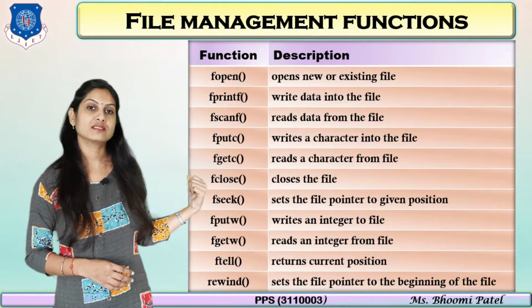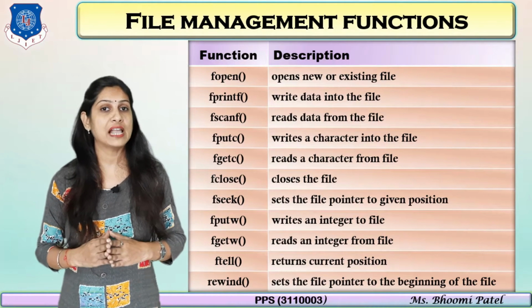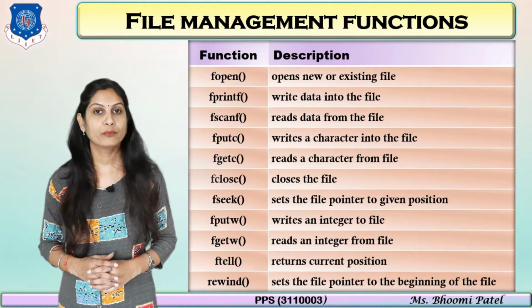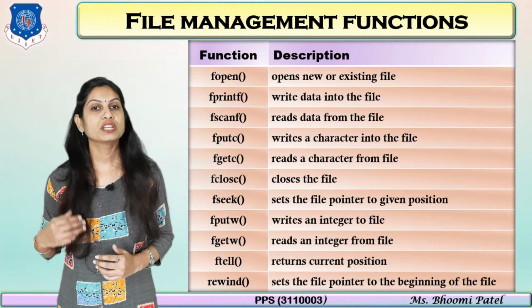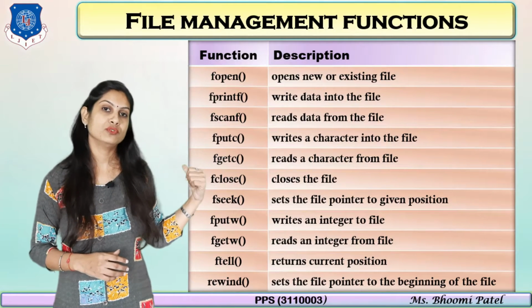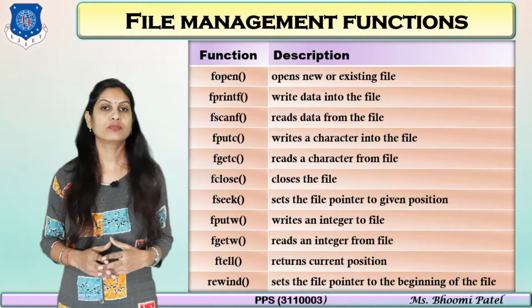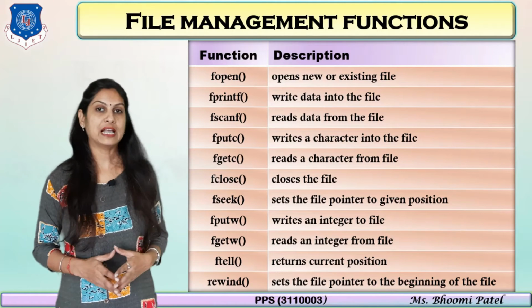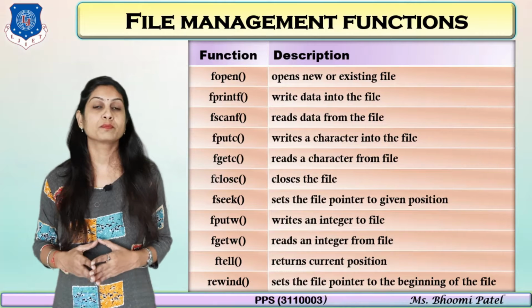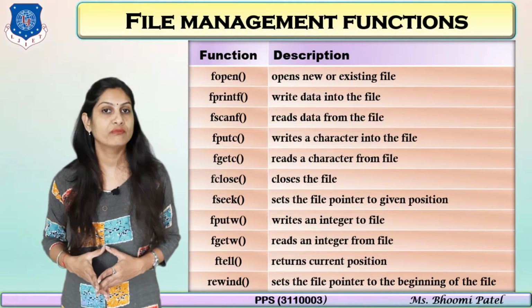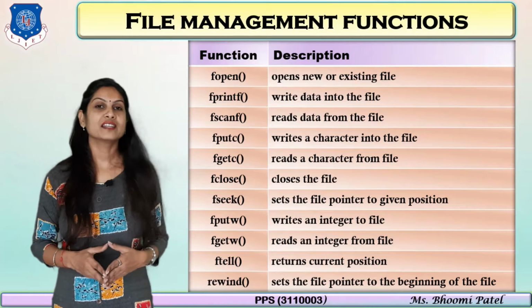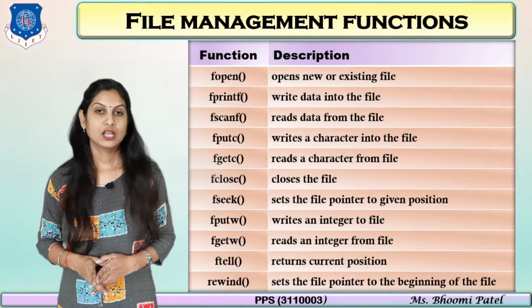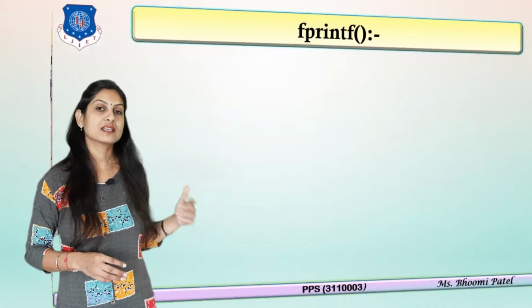Then the fseek function is used to set the file pointer at a particular position. Next is fputw, meaning if you want to put an integer value in your files then you have to use this function, and the fgetw function is to read integer data from your files. Next is the ftell function, used to specify the current location of your file pointer. Next is rewind, used to set your file pointer at the beginning of our file. So let's understand all of this in detail, how we can use it.